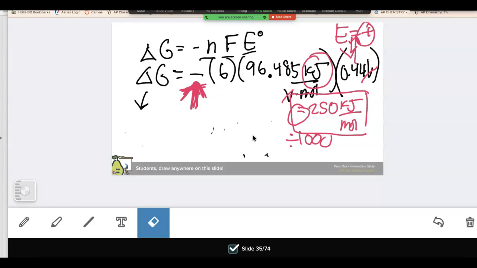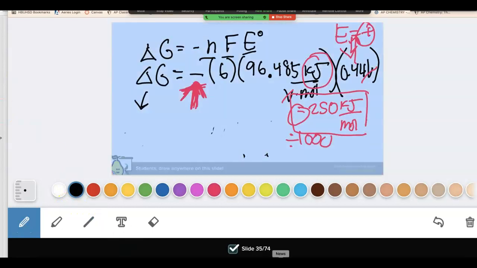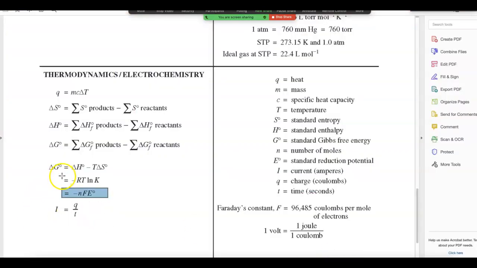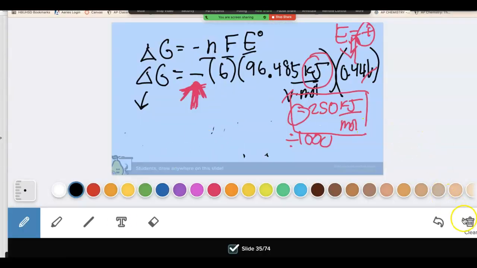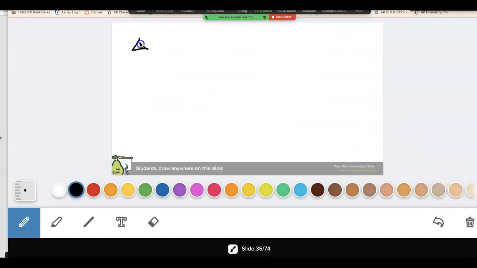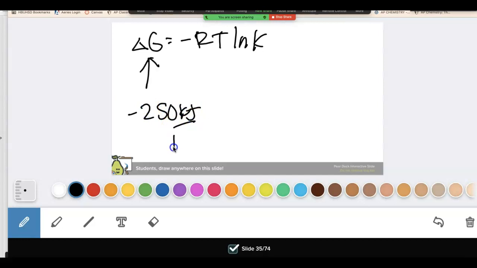So they asked you to calculate K. Well, all right. I have a new equation that has K in it. Delta G is minus RT natural log of K. I just found delta G, didn't I? So plug it in for that delta G. Negative 250 kilojoules per mole equals, that's what I just found, delta G from E. Now I take the delta G I found and plug it in. Be careful, the minus has to stay.